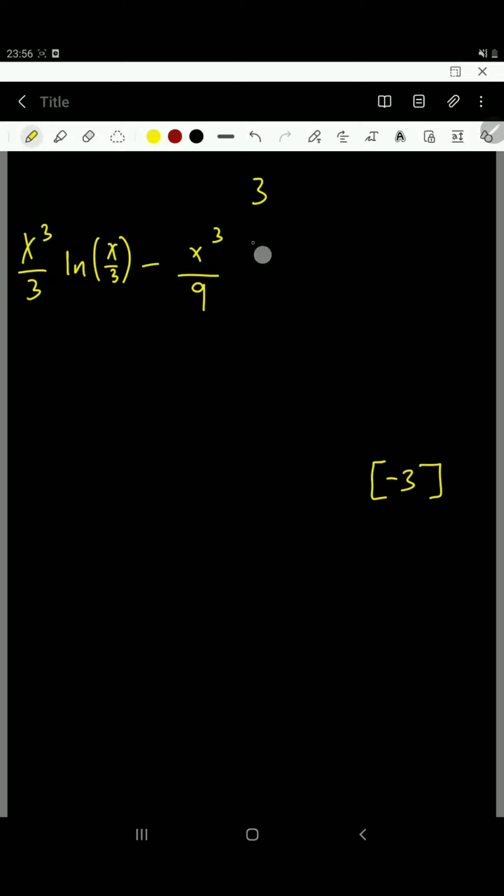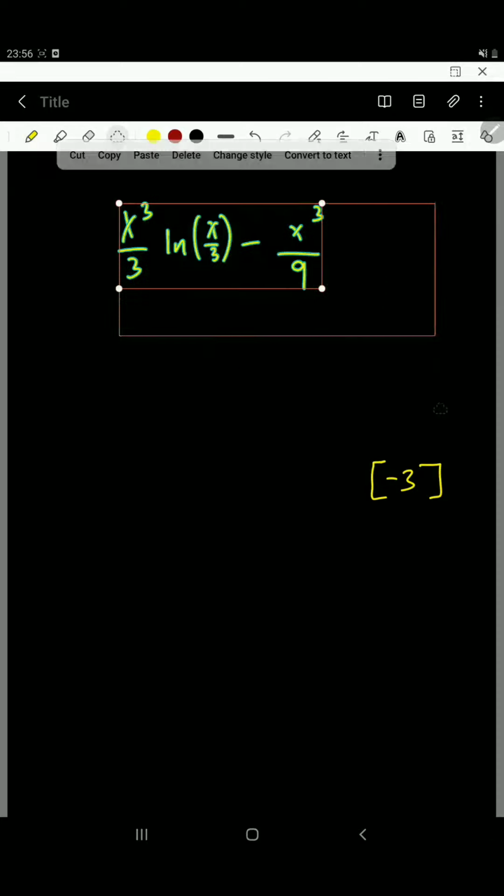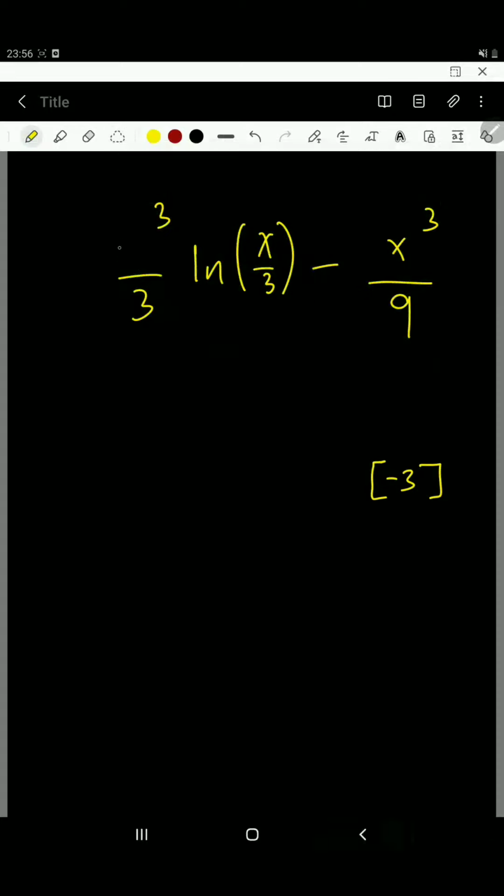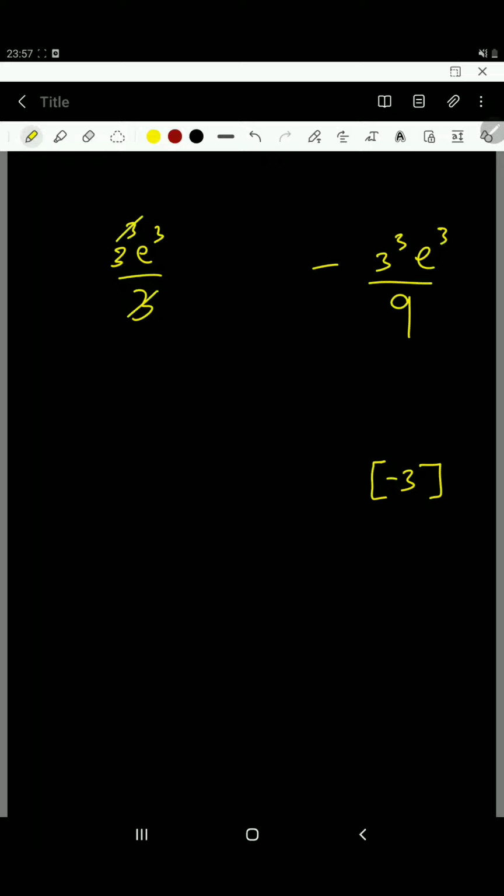Let's find the upper limit. For the upper limit, you input 3e. So here you have 3e, and the 3 and 3 cancel out. Ln e is 1, so that goes away. Then here it becomes 3 cubed e cubed, and here the same thing, 3 cubed e cubed. The 3 cubed cancel, and it becomes squared.